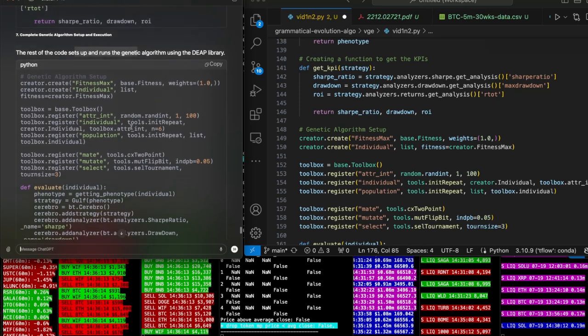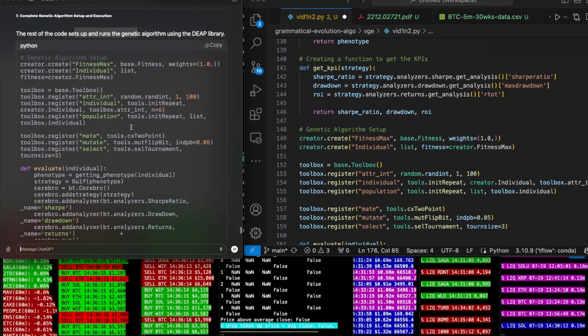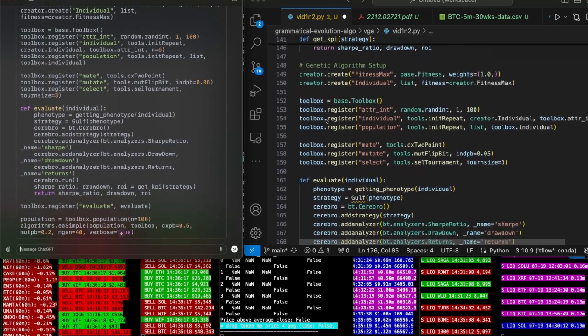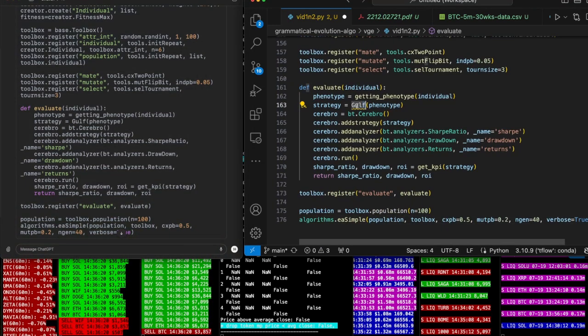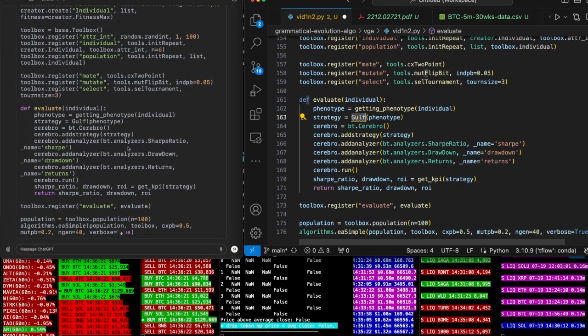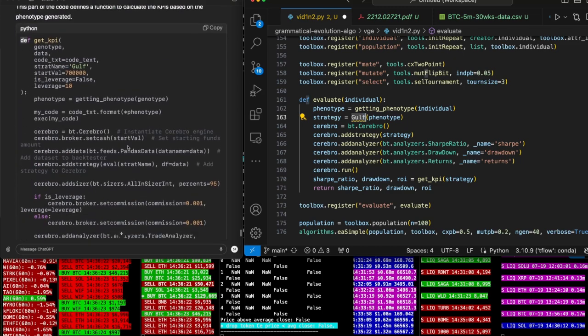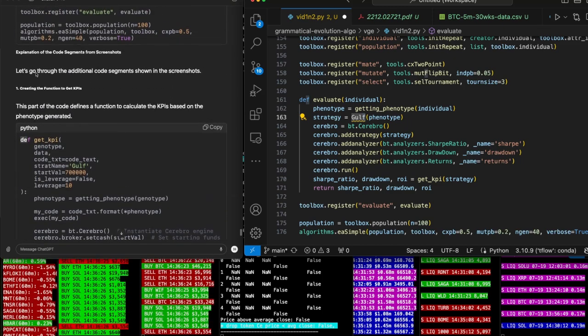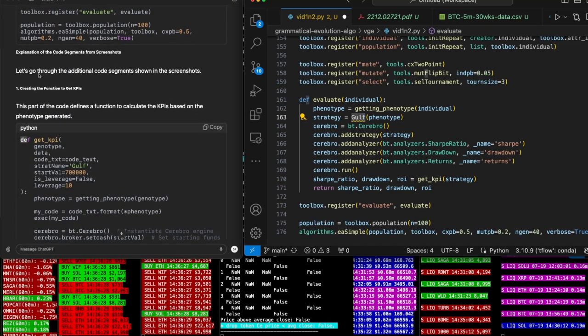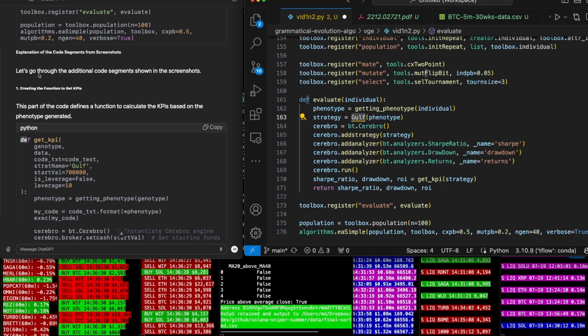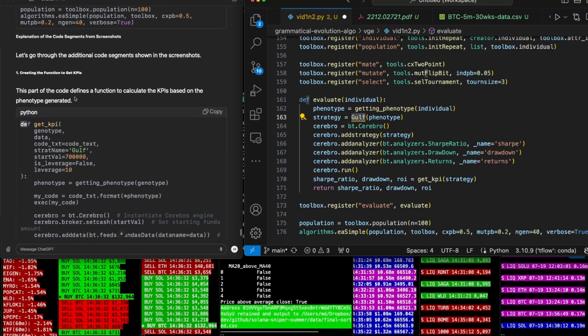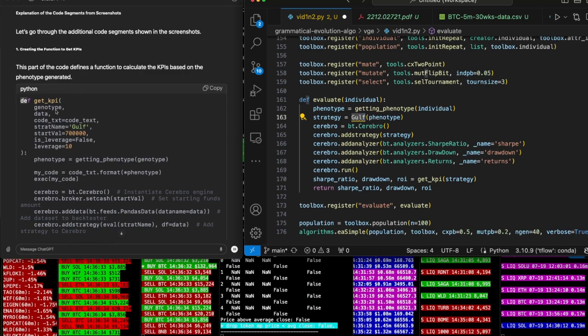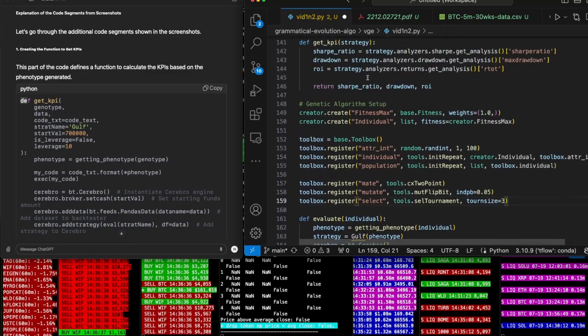So the rest sets up the genetic algorithm from the DEAP library. Evaluate. So you can see evaluate uses Gulf here. Let's go through the additional code segments shown in the screenshots. This part of the code defines a function to calculate the KPIs.